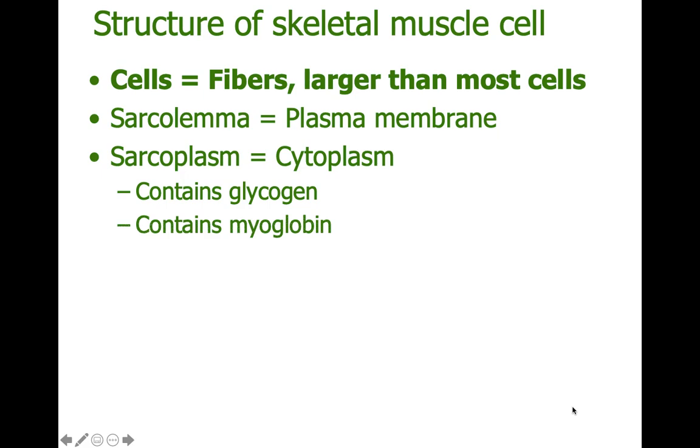It contains myoglobin. Myo, again, we know is muscle. Globin, hopefully, is going to make some of you think of the word hemoglobin. Hemoglobin is found where? In your red blood cells, that's right. So the job of hemoglobin in your red blood cells is to attach to oxygen and transport it through your body. The job of myoglobin is very similar.